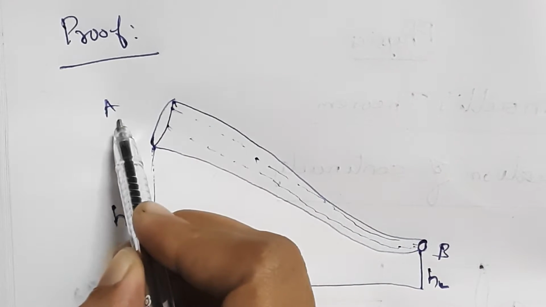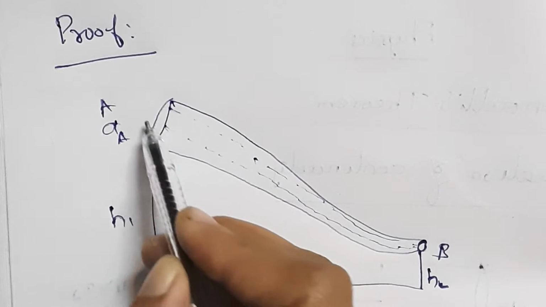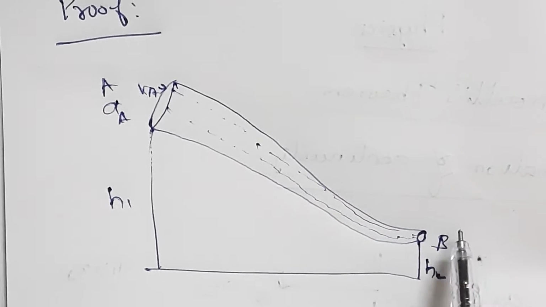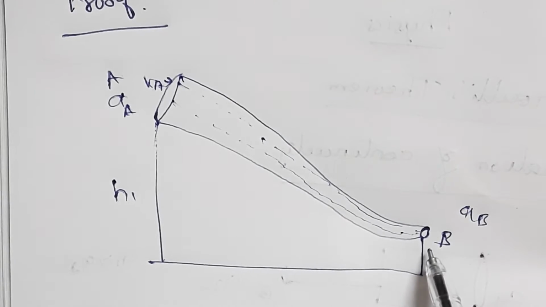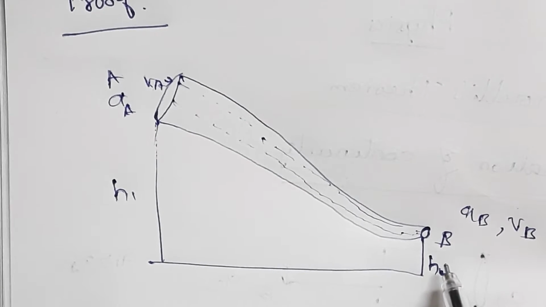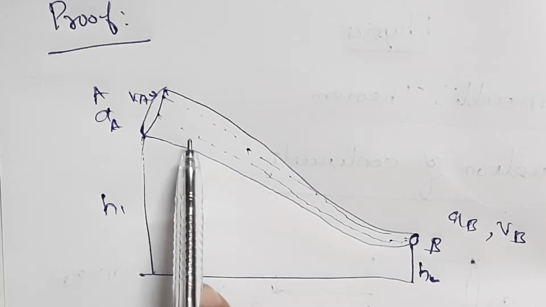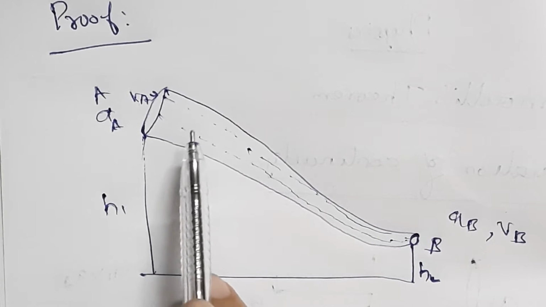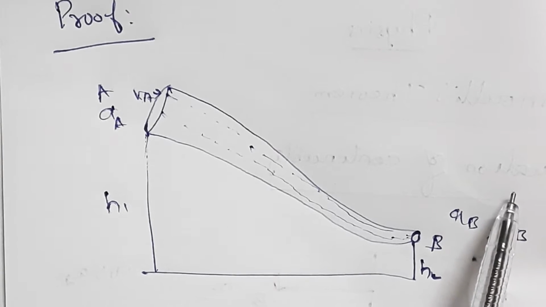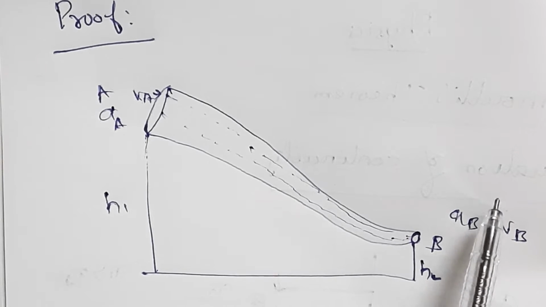Let AA be the area of cross section at the section A, and VA be the velocity of the liquid at the section A. Similarly, AB be the area of cross section at section B, and VB be the velocity of the flowing liquid at the section B. Similarly, the pressure at the section A is PA, and the force exerted by the liquid at the section is FA. And here also the pressure exerted is PB and the force exerted is FB.